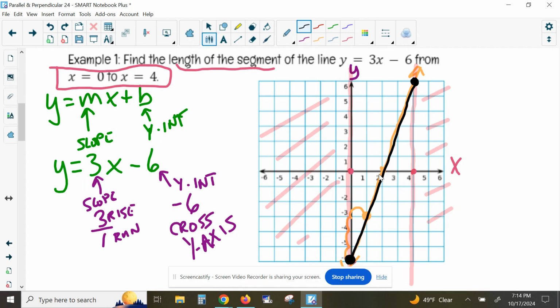Okay, so we need to find the length of this. Now it's diagonal, so we know we cannot count bubbles. So instead we need to make our fake triangle. Remember how we make a fake right triangle? I could either make it right up here or right down here. I'm just going to drop it right down here. Okay, I'm going to make this my fake right triangle. You see the yellow guy?